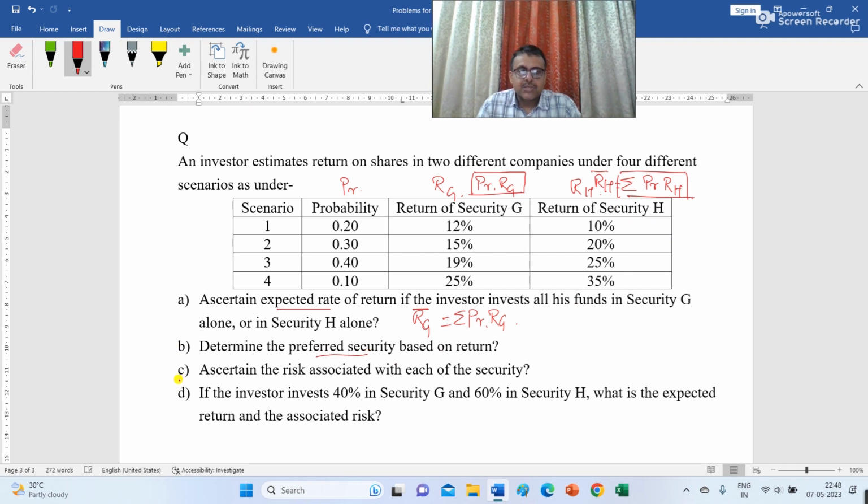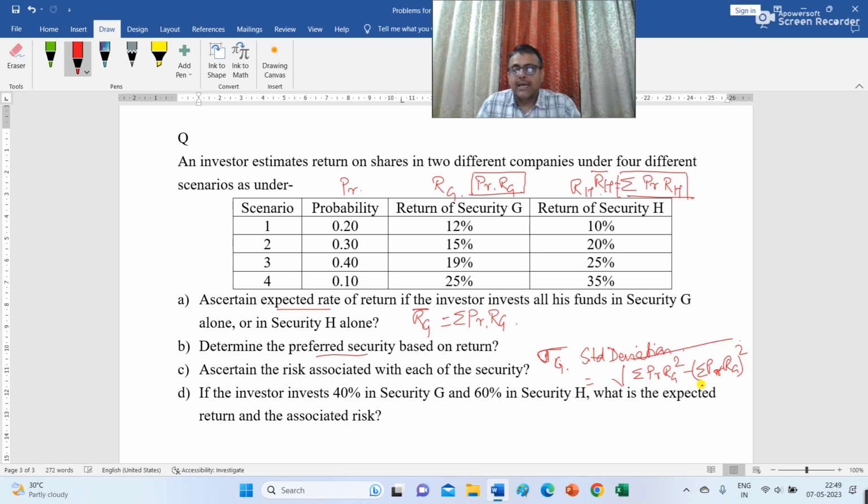In part C, we need to find out sigma G, that is the risk. Risk means what is the risk associated with the security G. So we are supposed to calculate the standard deviation of security G or RG. That is the standard deviation is denoted by sigma. We need to calculate standard deviation. And how to compute the standard deviation of security G? This is under root summation PR RG square minus summation PR RG whole square.